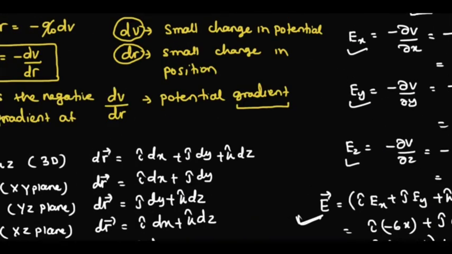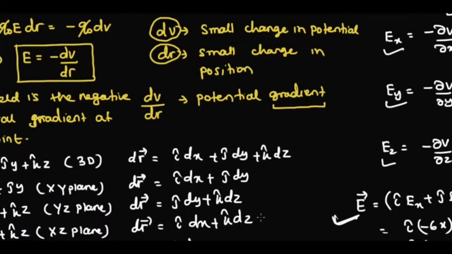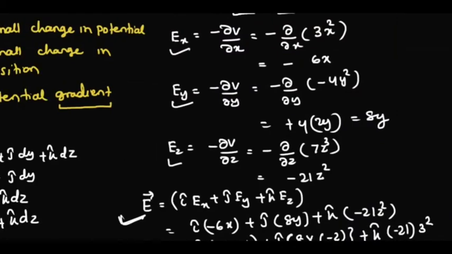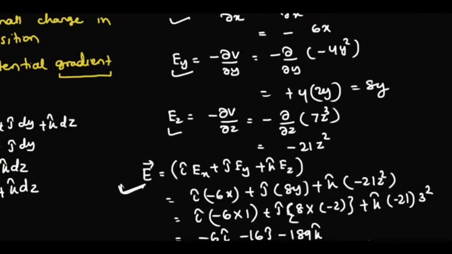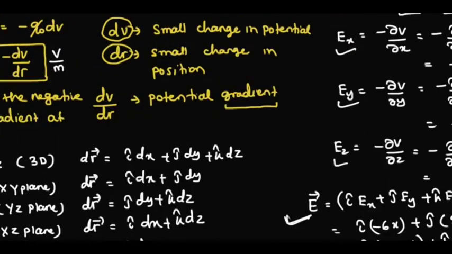But from this formula E equal to minus dV by dr, we can have another unit of electric field. So dV has unit volt and dr is displacement, has unit meter. So volt per meter is also the unit of electric field. Remember that electric field has two units. The first one is Newton per coulomb, or you can write volt per meter. So these are the two units of electric field intensity, V m inverse or volt per meter.